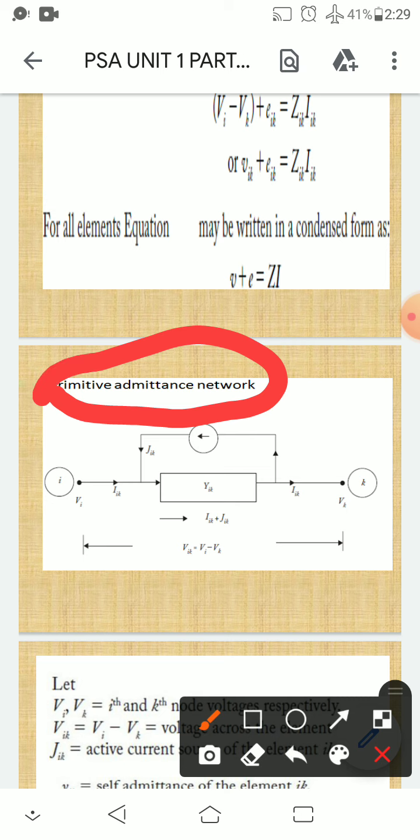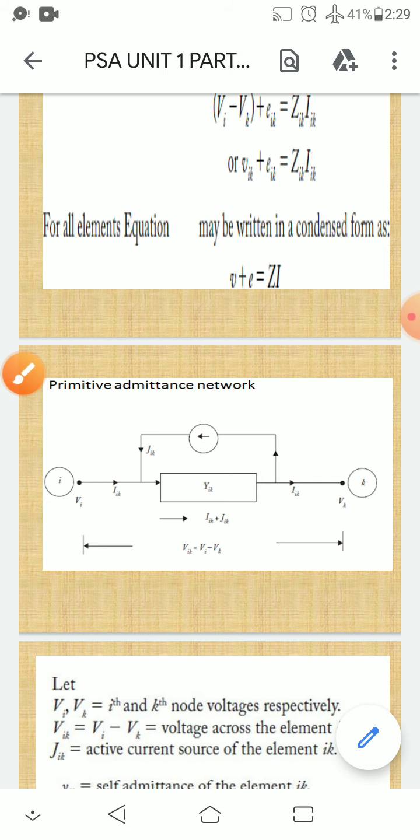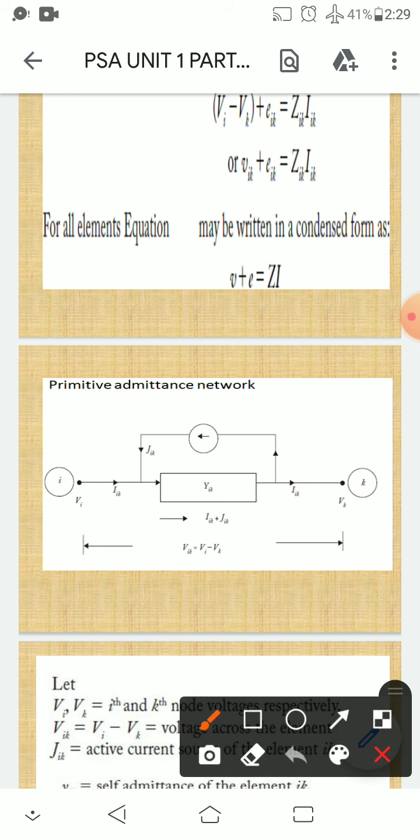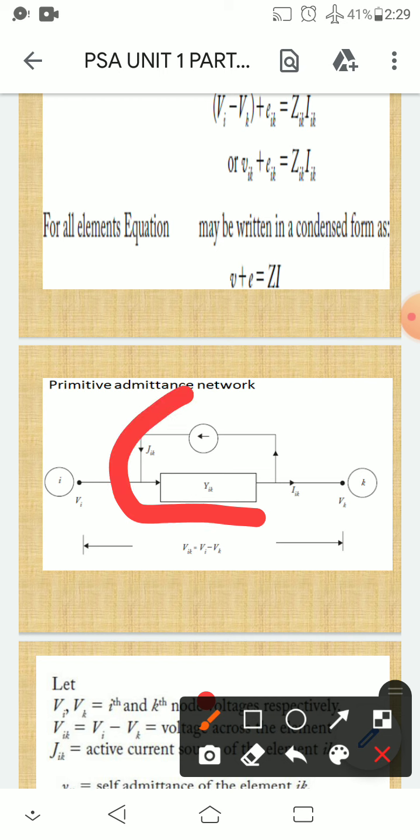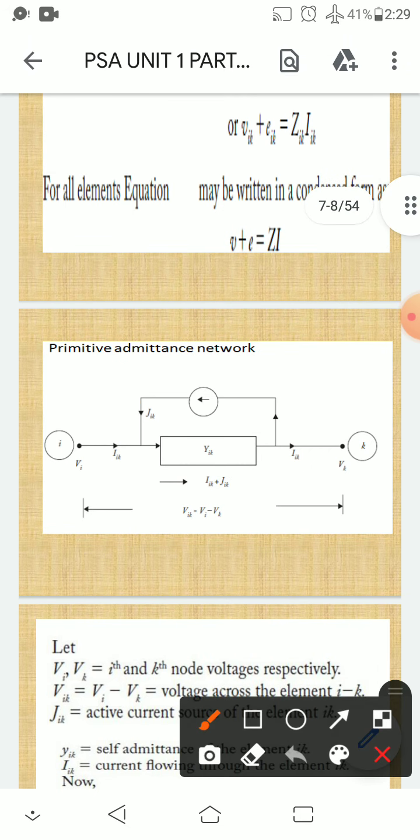Next is the primitive admittance matrix. What is the difference between the primitive impedance matrix and the primitive admittance matrix? Here in the admittance form there is a current source and Y of Ik, the admittance element. Both these elements are connected in parallel, and we have two currents. One is I of Ik, flowing from I to K, and the other is J of Ik, flowing from the kth node to the ith node.